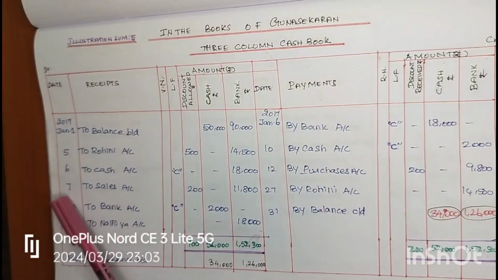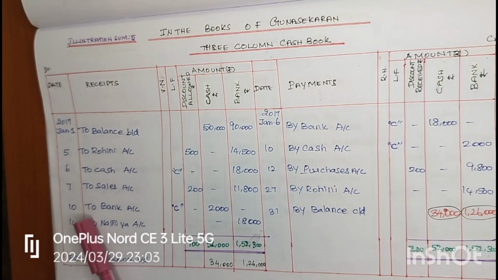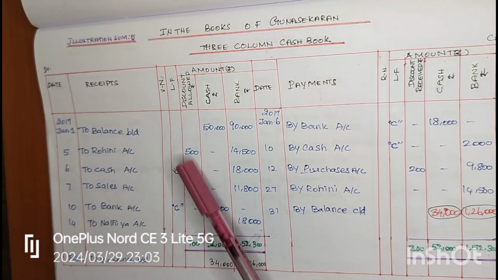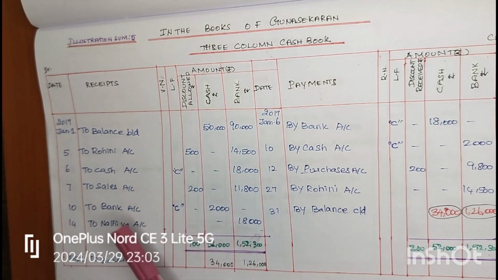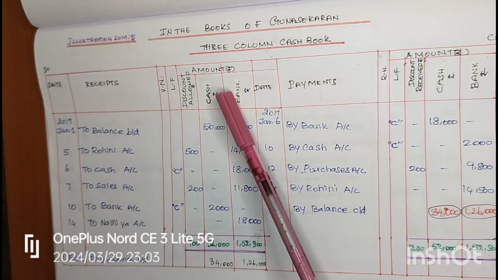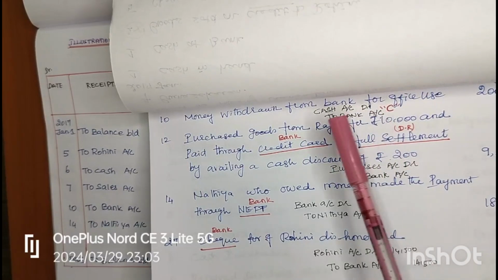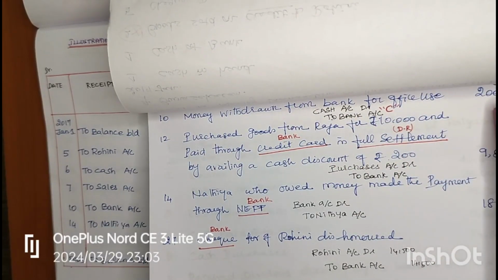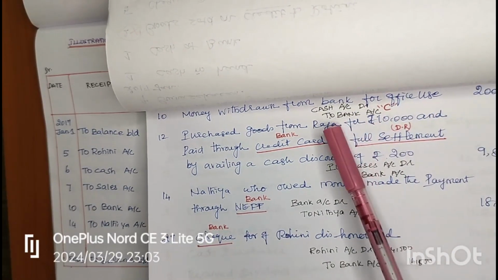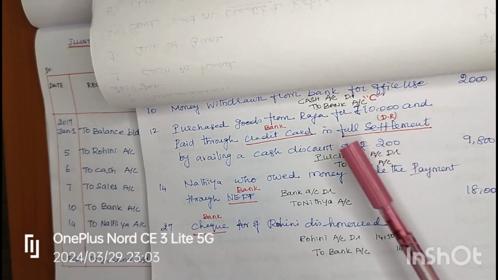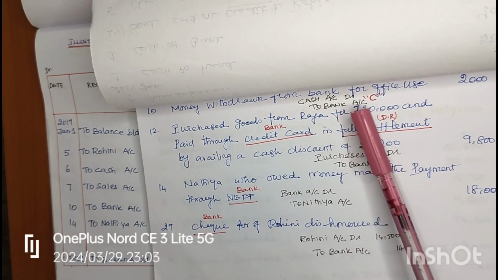Dated on 10, to bank account, say alphabet C has to be entered on the LF column. In cash column you have to enter the 2,000 rupees, because on debtor side cash column you have to enter the 2,000 rupees. We entered. Next account to be entered is bank account.